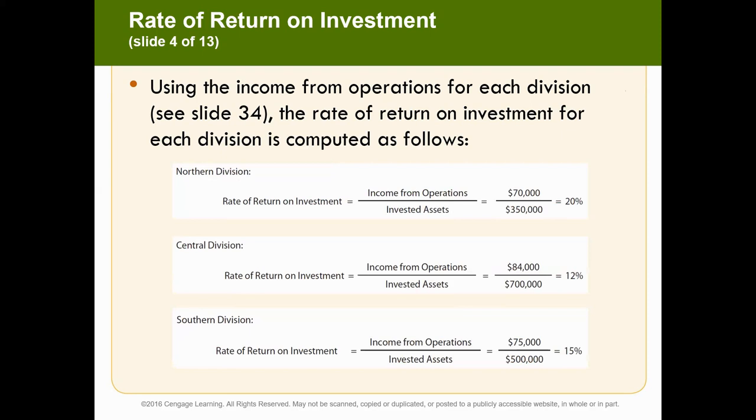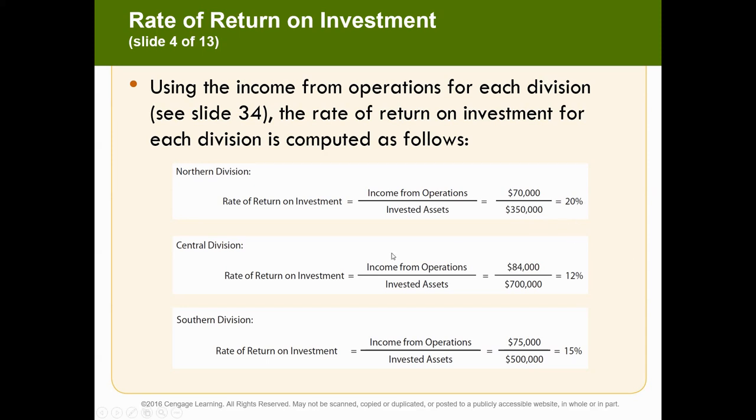So let's figure out what our ROI is. The return on the investment for each division is measured as follows. We take our income from operations and we divide that by our invested assets. For the Northern Division, the income from operations was $70,000. We divide that by the invested assets of $350,000 to get an ROI, or rate of return on our investment, of 20%. Everyone sees how we got there?